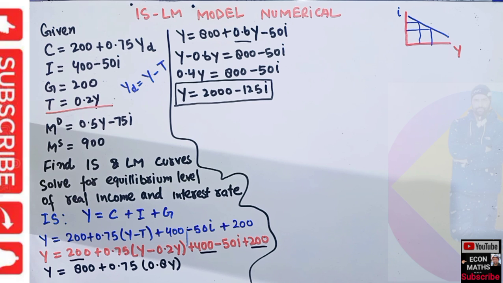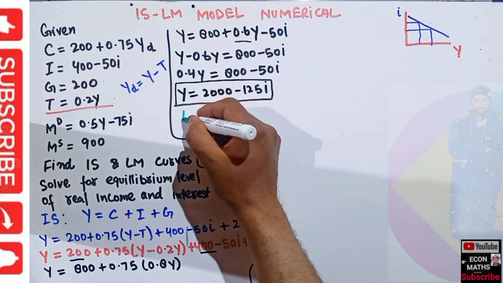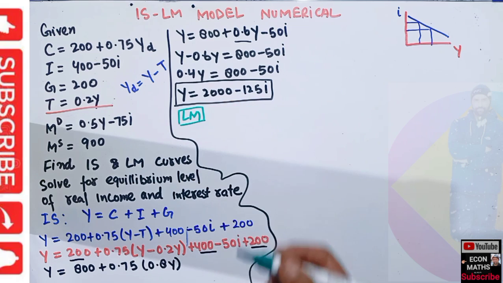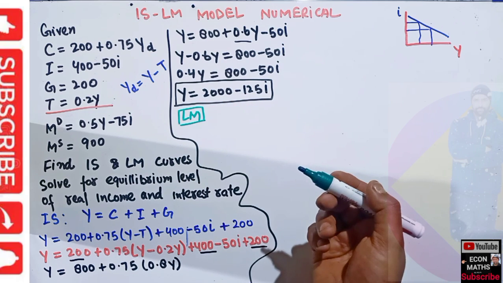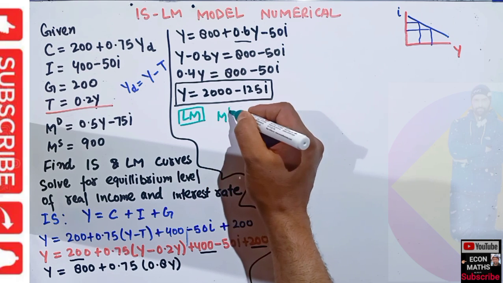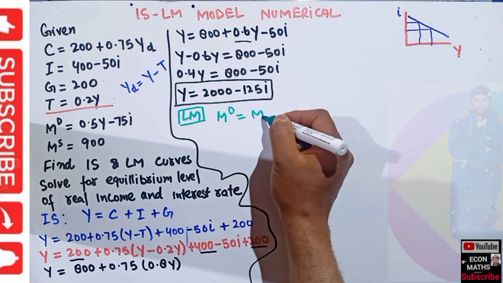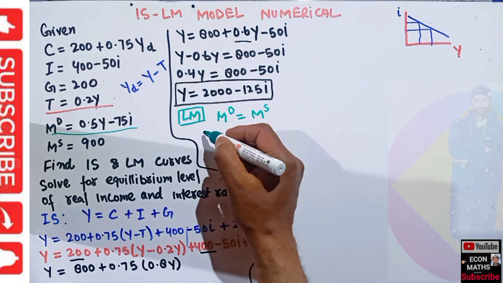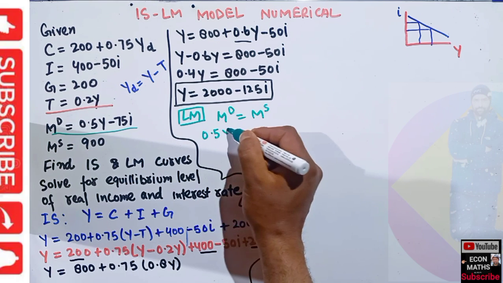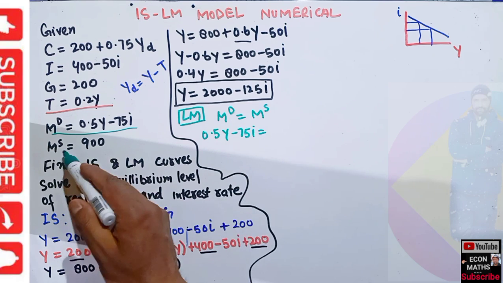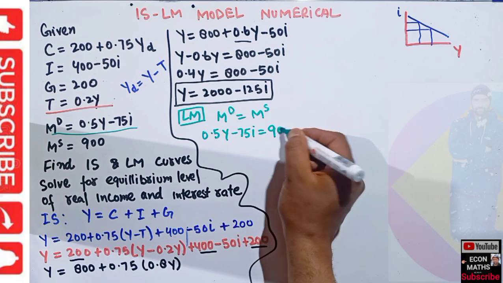To draw the LM equation, LM shows us the money market equilibrium. Money market is in equilibrium when demand for money is exactly equal to the supply of money. Money demand is given here, that is 0.5y minus 75I, which is equal to money supply. Money supply is exogenous, which is equal to 900.